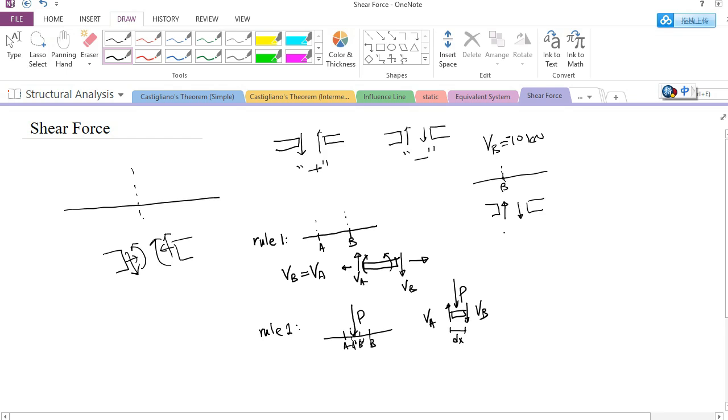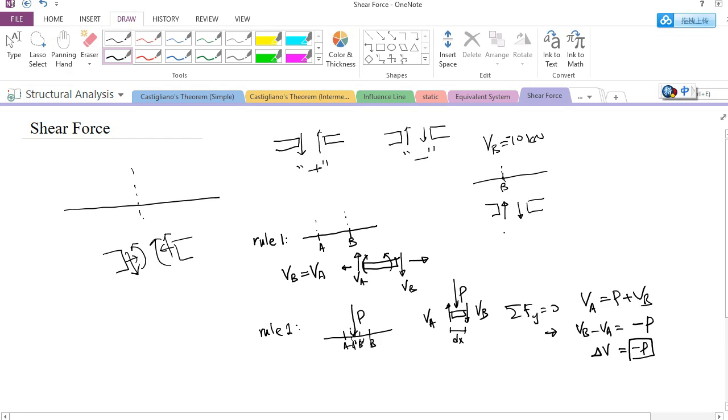We have axial force and bending moment, but that doesn't matter. From the summation of Fy equal to 0, we know that VA equals P plus VB, or equivalently, VB minus VA is equal to negative P. The change of shear is negative.